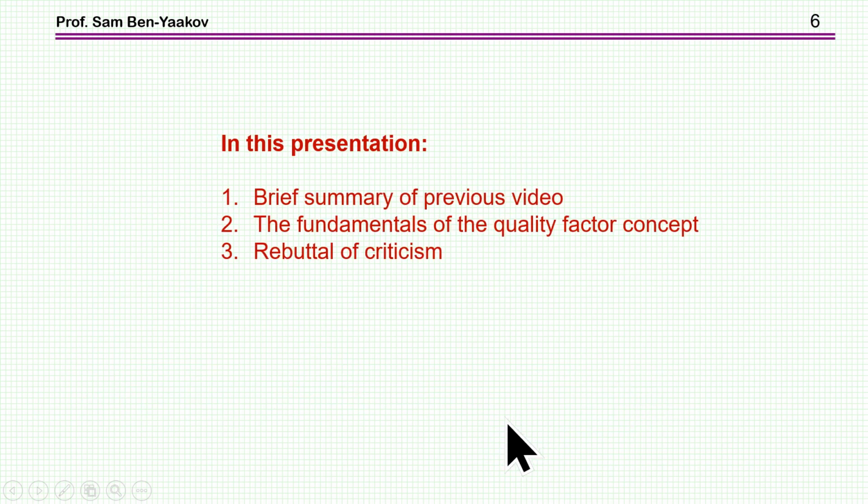So in this presentation, I'm going to very briefly go over the main points of the previous video, and then talk about the fundamentals of the quality factor concept, because there's an issue here. What is the quality factor? So we have to step back and ask ourselves, what is quality factor? And then we'll be able to answer which expression is correct. And then I'm going to rebut the criticism.